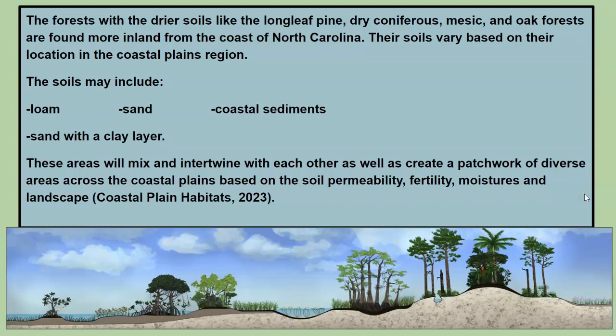The forests with the drier soils, like the longleaf pine, dry coniferous, mesic, and oak forests, are found more inland from the coast of North Carolina. Their soils vary based on their location in the coastal plains region. The soils may include loam, sand, coastal sediments, and sand with a clay layer, as well as peat.